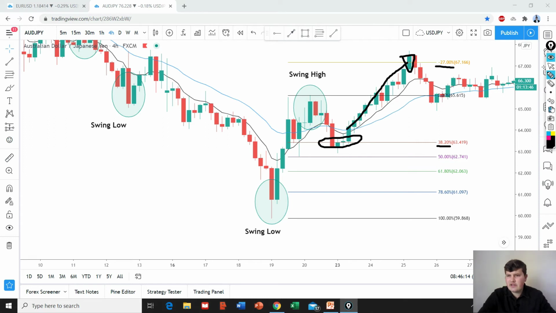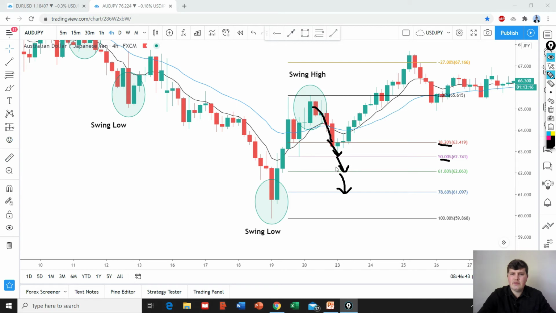So that is how simple and easy Fibonacci levels are to use. And just remember, if you see this move, if you see this retracement, don't just immediately enter a trade when price reaches the 38% or the 50. If price breaks the 38%, it heads to the 50. If it breaks the 50, it can head to the 61 and even to the 78%.